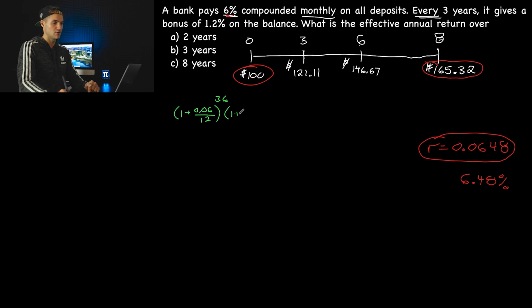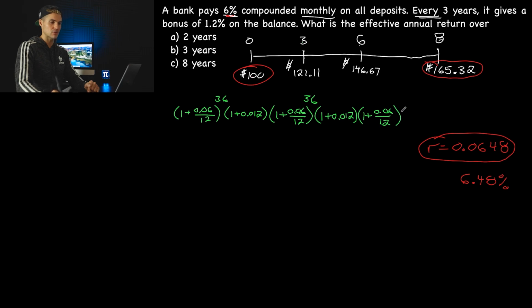Then you're going to earn that bonus at the 3-year mark. And then you're going to have to future value it again from the year 3 mark to the year 6 mark. So that's going to be to the power of 36 again, right? 12 times 3. Then you're going to get another bonus like that at the year 6 mark, right? And then you're going to future value it from time 6 to time 8. So we would take the 6% compounded monthly, and that's going to go to the power of 24, right? 12 times 2, like that.